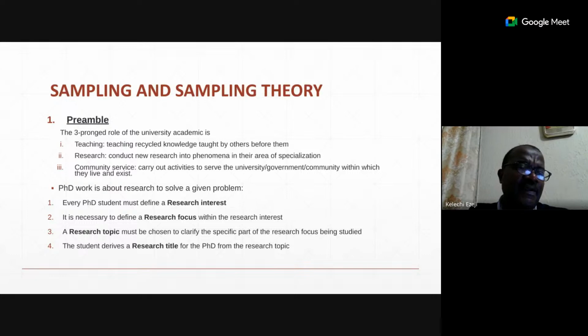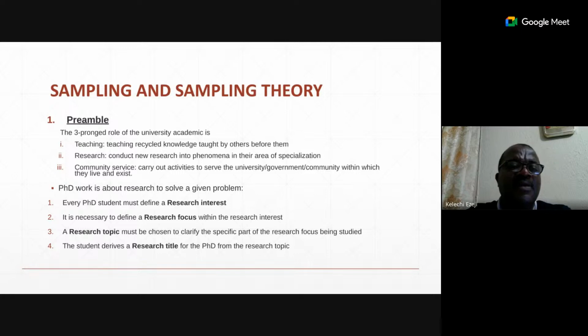So there are different bits and pieces which will now show up in what is the topic that the PhD person is interested in, not minding this large area of housing or housing studies or human settlement studies as we have described. So from this focus now, the student derives a title for his dissertation, for his thesis. Dissertation they usually use for MSc, but thesis for PhD.